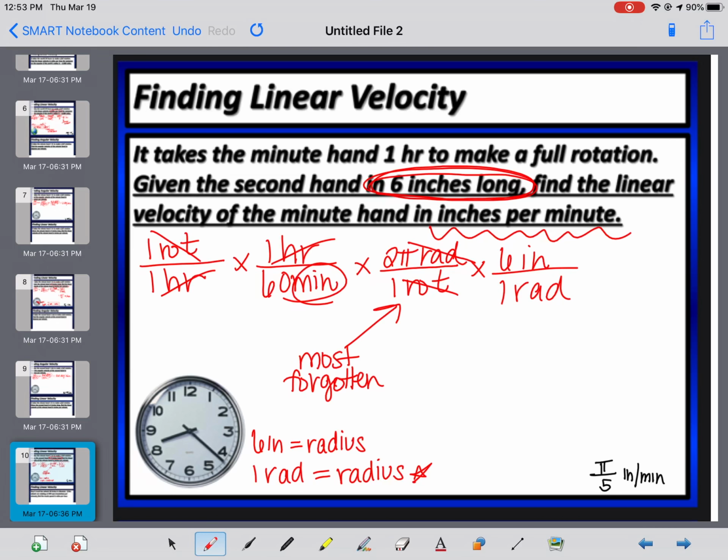Okay, inches per minute is where I'm supposed to be. So check that your units cancel, and you're left with only inches per minute. Okay, multiply across the top and across the bottom, fully simplify, get pi over 5 inches per minute.